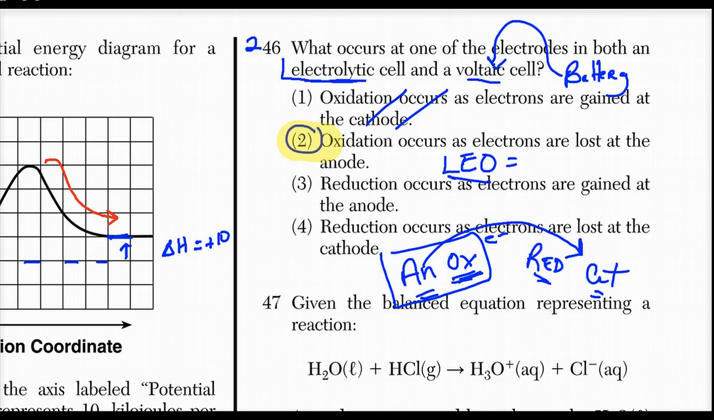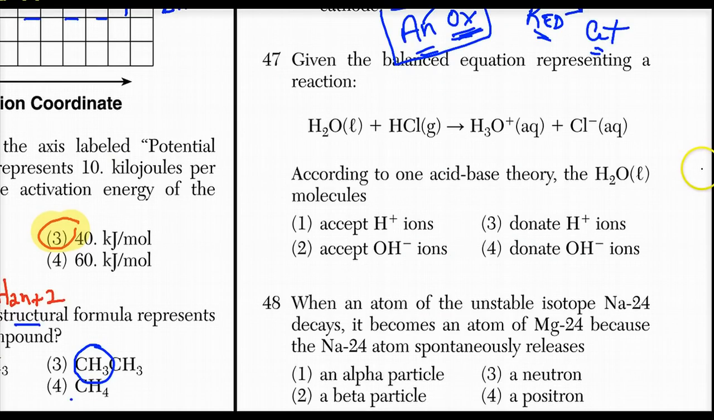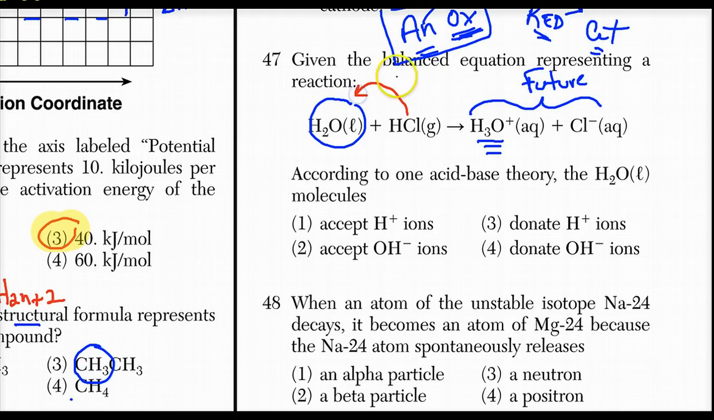All right, number 47. Given the balanced equation representing a reaction according to one acid-base theory, the H2O molecules do what? Well, look carefully. H2O in the future, this is the product side, okay, is doing what? Well, it has one more H and a positive. So this one has to be increasing in its H plus numbers. It's H2O with no charge. Now it's one extra H with a positive. Clearly, this one must have gained an H plus. So this one was giving off an H plus.